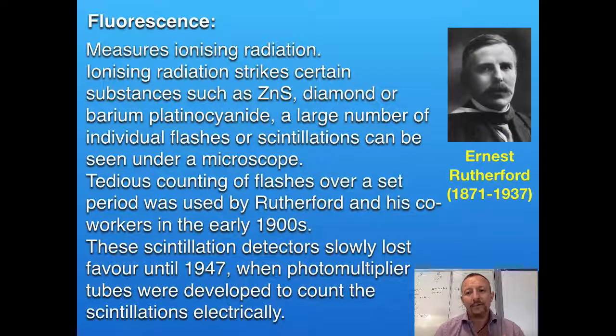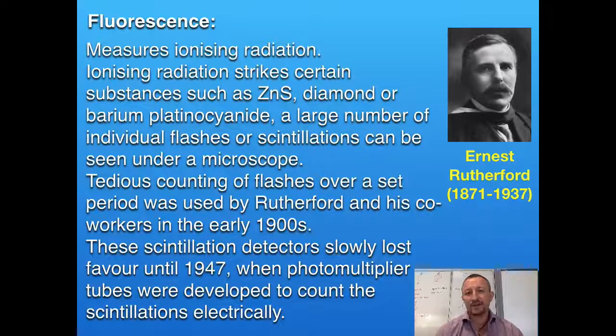Later on, fluorescence was used with Ernest Rutherford. Now, Ernest Rutherford basically worked on the ionizing properties of this radiation. And when this radiation ionizes certain substances like zinc sulfide, diamond, barium, platinum cyanide, what we get is these flashes, this production of light. And by counting the amount of flashes that you get will determine the radioactivity which is present from the particle. More flashes, more radioactive that particle happens to be.